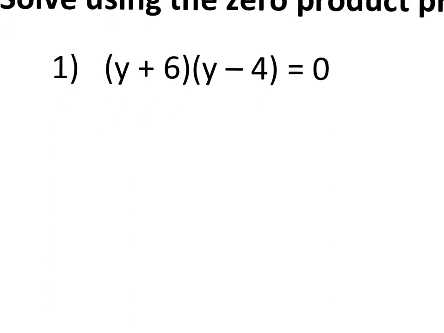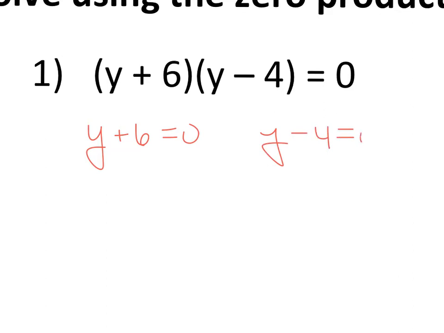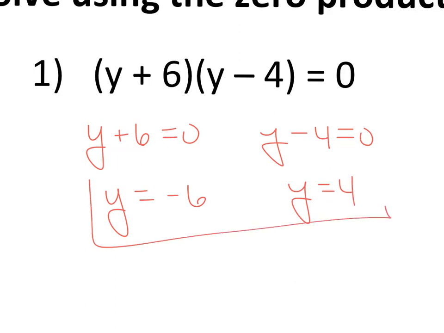Okay, on number 1, this one is already factored for us, so we're just going to set each part equal to 0. So I've got y plus 6 equal to 0 and y minus 4 equal to 0. Now I'm going to solve and get y equals negative 6 and y equals 4, and those are your two solutions.